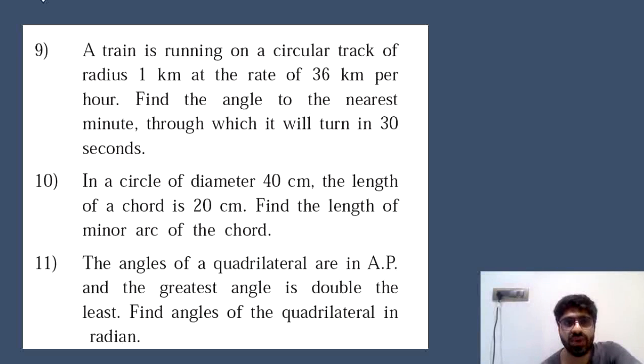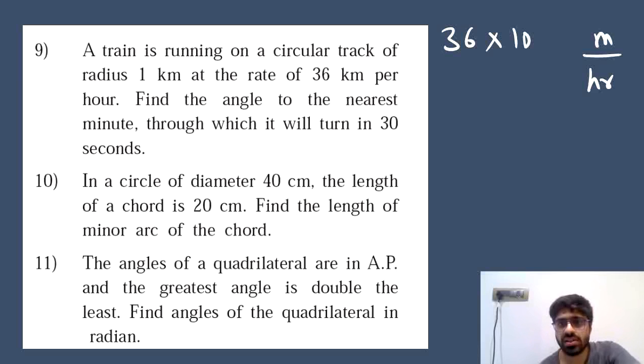3 last questions for this video. The first one tells you that a train is running on a circular track of radius 1 kilometer at the rate, that means the speed, of 36 kilometers per hour. You need to understand what that speed is. 36 kilometers per hour, right? 1 kilometer is 1000 meters, so I write it as 1000 meters in the numerator, and hour in the denominator. 1 hour is 3600 seconds, so that 3600 we can write it here.